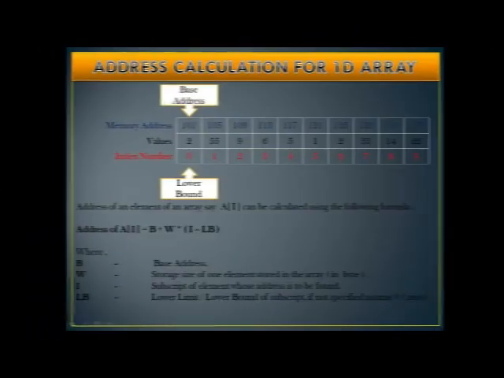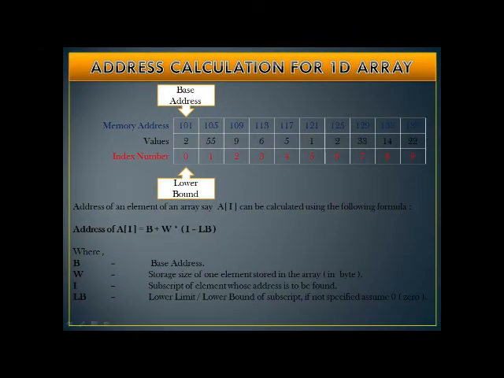Let's move to the next screen. Address calculation for 1D array. You can see on the screen that the memory addresses, the values and the index numbers have been given in three rows. The first row contains the memory addresses, the second row contains the values, and the third row contains the index numbers.